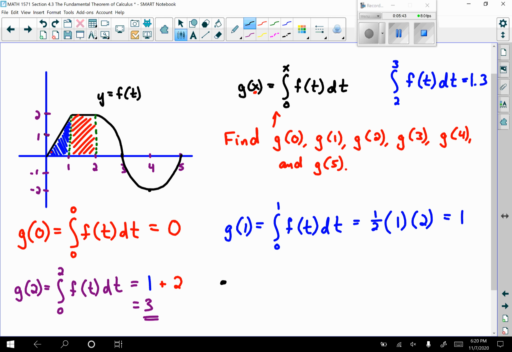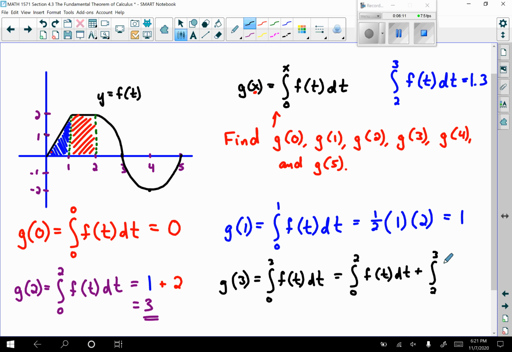All right, next we're going to find g of 3. So that's going to be the integral from 0 to 3 of f of t dt. I don't have a nice geometric shape here, but I can separate this using the properties. This is equal to the integral from 0 to 2 of f of t dt plus the integral from 2 to 3 of f of t dt.